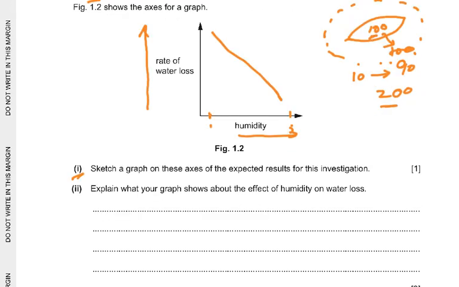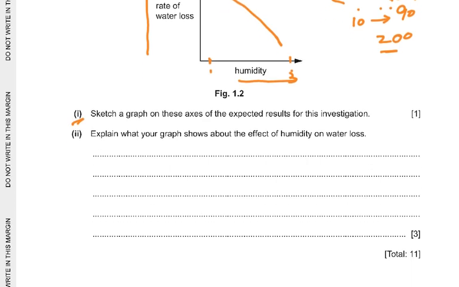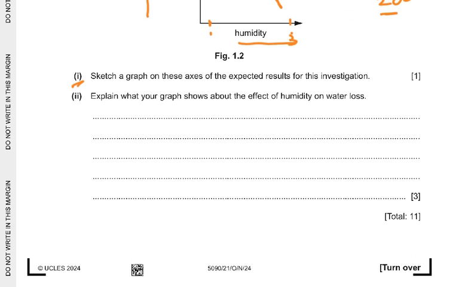Part 1 said sketch a graph on these axes of the expected result of this investigation. Now it says explain what your graph shows about the effect of humidity on water loss. And has 3 marks.